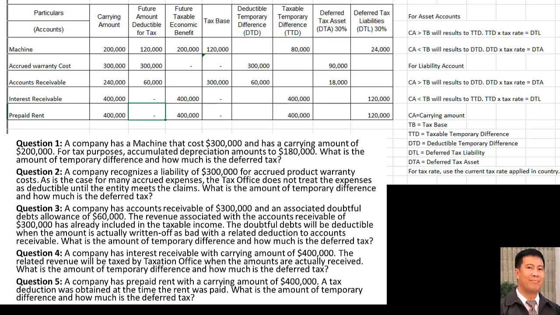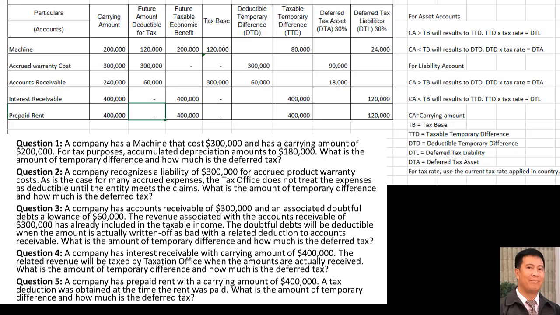Okay, take note. The original price is $300,000. Are we clear? For accounting rule, the carrying amount is $200,000. So it's here. Alright? Are we clear?